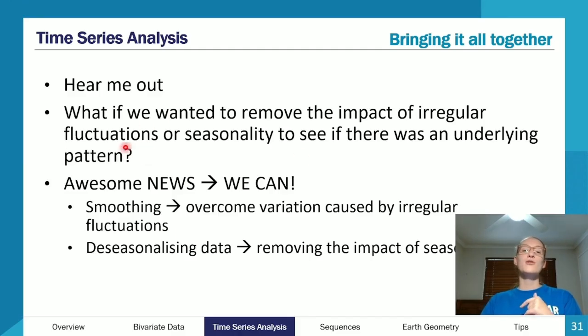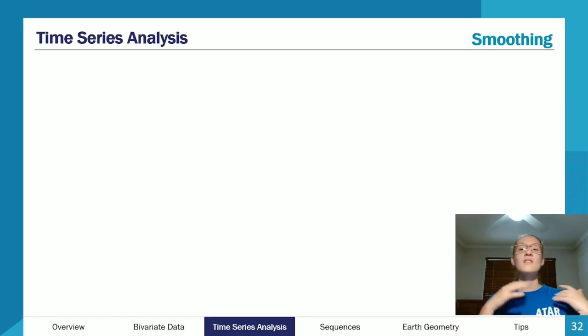When we're talking about irregular fluctuations, we're talking about those random ups and downs that might obscure the underlying relationship. It can make what's actually going on really hard to see, because it looks really messy, up and down. But if we apply smoothing, we can remove the effects of that and look for the underlying patterns and trends. And if we have seasonality present in our data, by deseasonalizing it we can remove the impact of seasonality, so that we can see, if we put seasonality aside, whether we actually have any trends or patterns there.